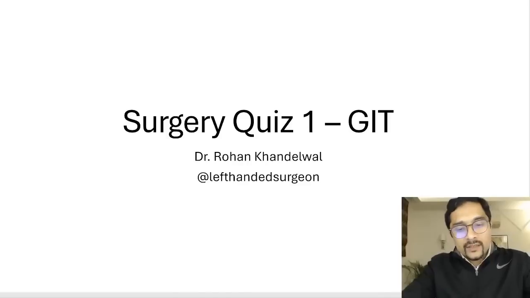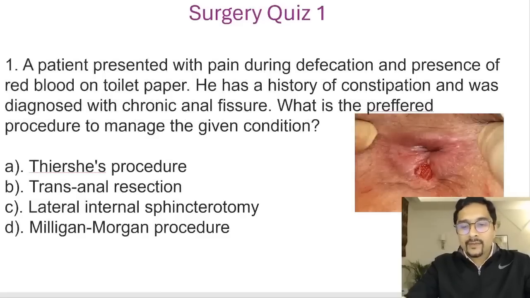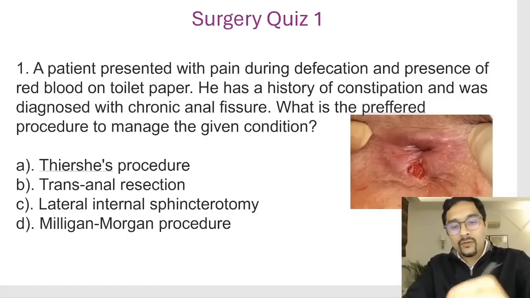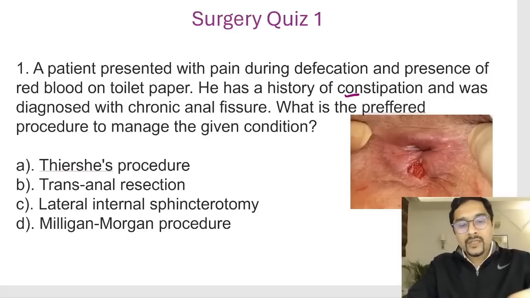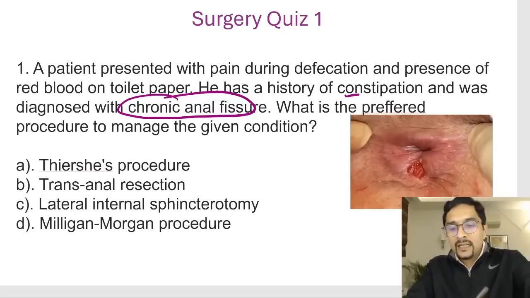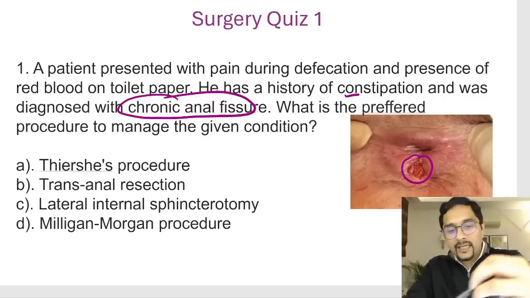frequently. So the first quiz was on GIT, and the first question which was there was that a patient with pain during defecation and presence of red blood on toilet paper comes to the OPD. He also complains of constipation and was diagnosed with a chronic anal fissure. What is the preferred procedure to manage this given condition? So they've already mentioned the diagnosis in the question, and you can see the chronic anal fissure.